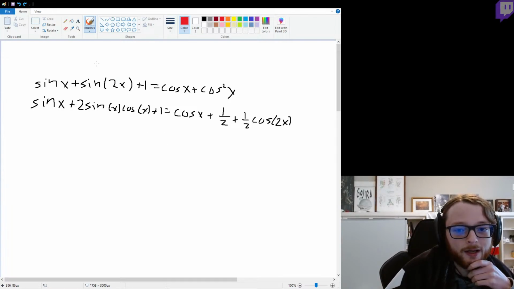We could try to get everything as 2x, so we just have the same power. It's like sine x. Well, that's not simply done. No, that's not simple. What can we do?